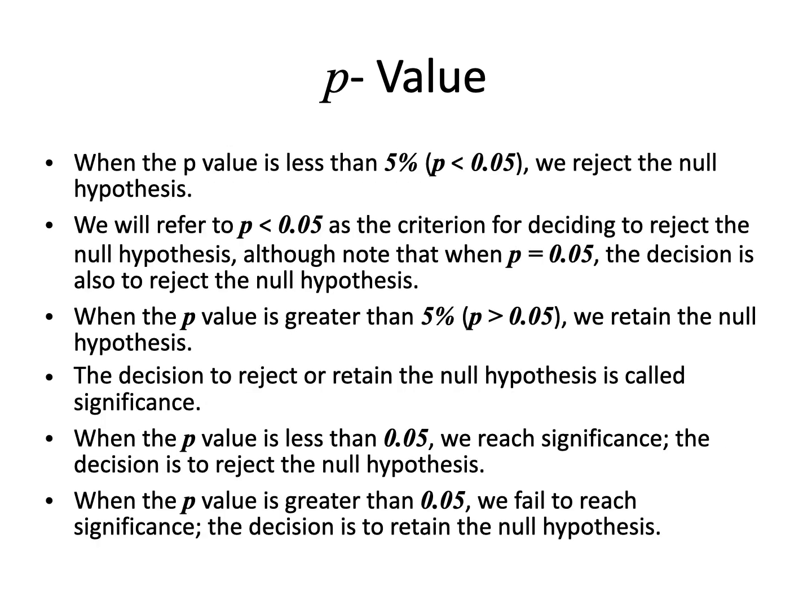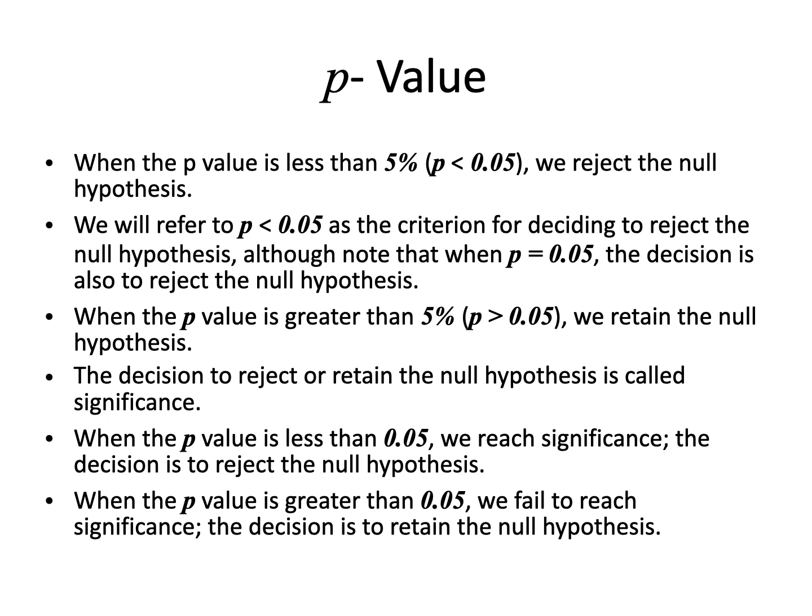And when the p-value is less than 5%, that is p less than 0.05, we reject the null hypothesis, and we refer to p less than 0.05 as a criterion for deciding to reject the null hypothesis. Also note that when p is equal to 0.05, the decision is also to reject the null hypothesis, and when the p-value is greater than 5%, then we will retain the null hypothesis.